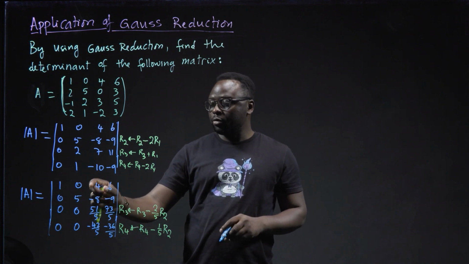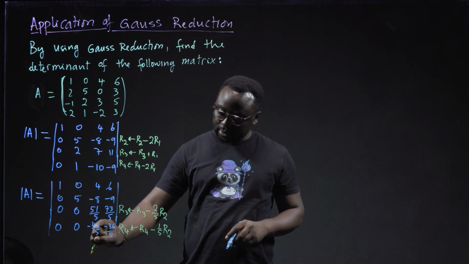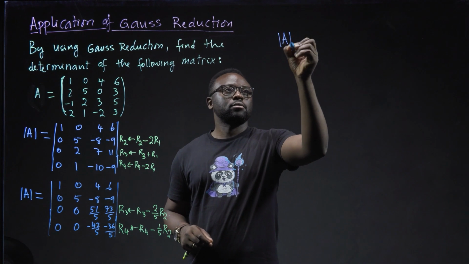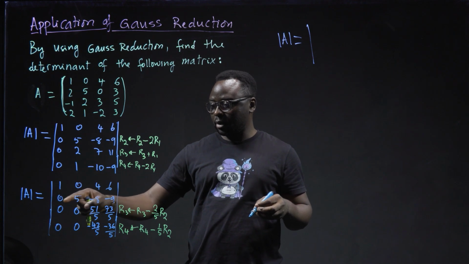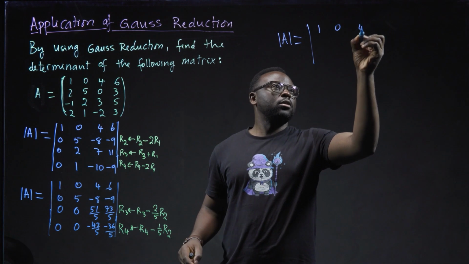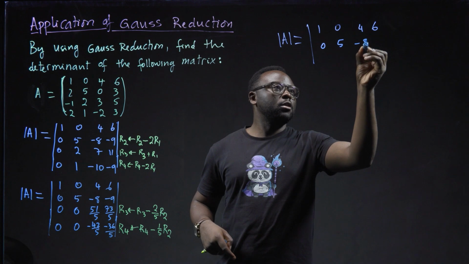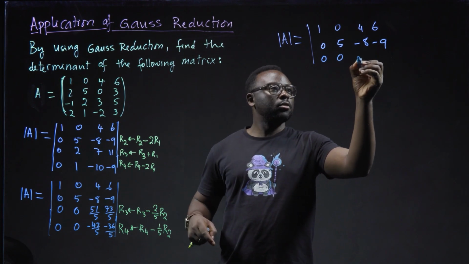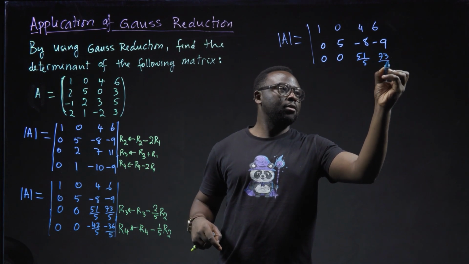Now we move to the third column. For the third column, I want to get rid of this term. I want this to become 0. Of course, we just have to repeat the first row, second row, third row. The first row is 1, 0, 4, 6. The second is 0, 5, minus 8, minus 9. The third one is 0, 0, 51 over 5, and 73 over 5.